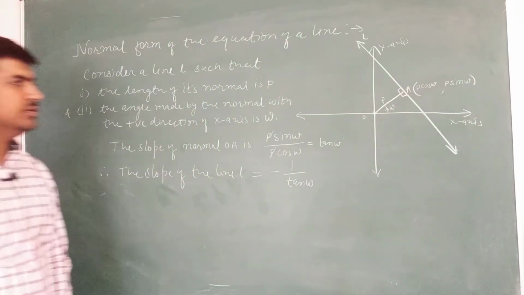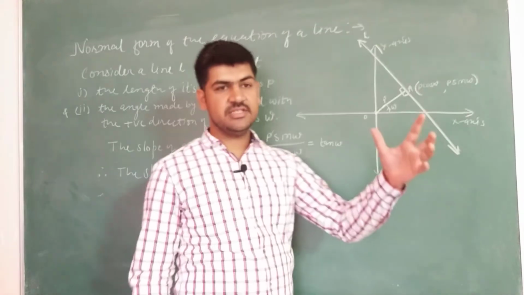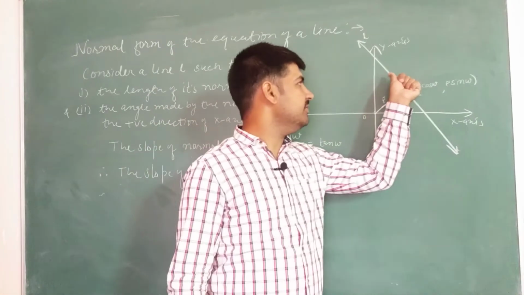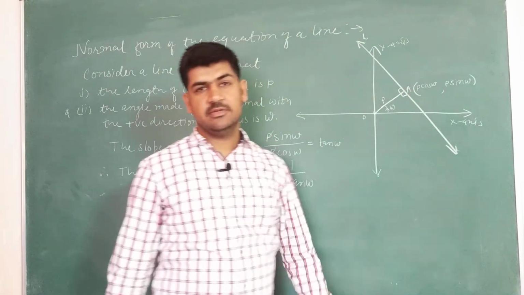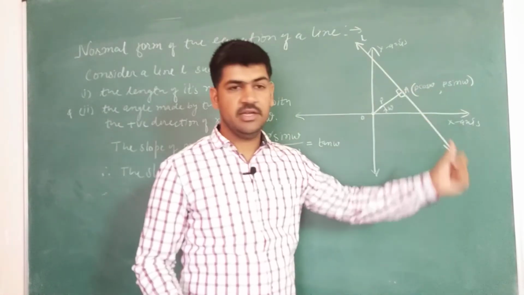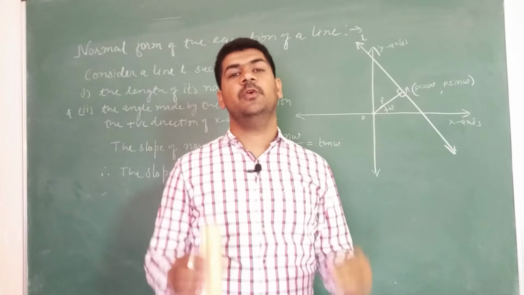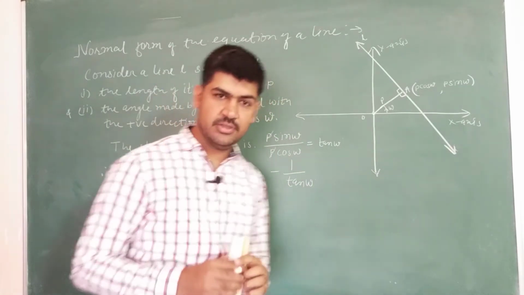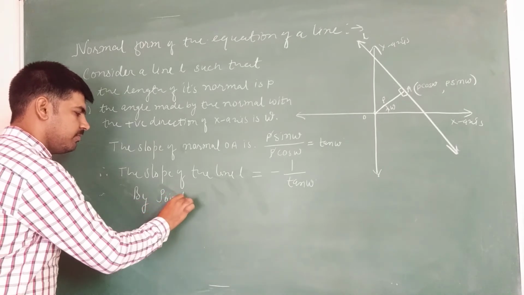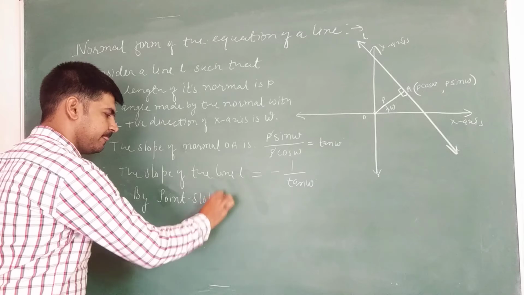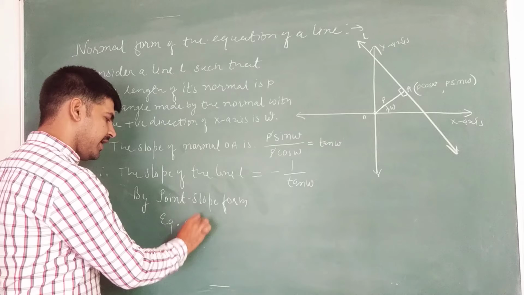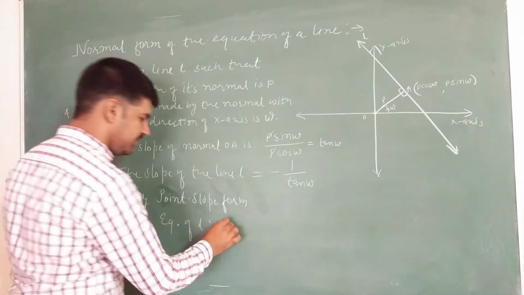Now, dear students, we have 2 things about this particular line. The first one, we have got the slope of the line as this, and the second one, we have a point on the line. So if we are given 2 things, a point on the line and slope of the line, we can use point slope form of the equation of a line. So here, by the point slope form, what will be the equation of L?